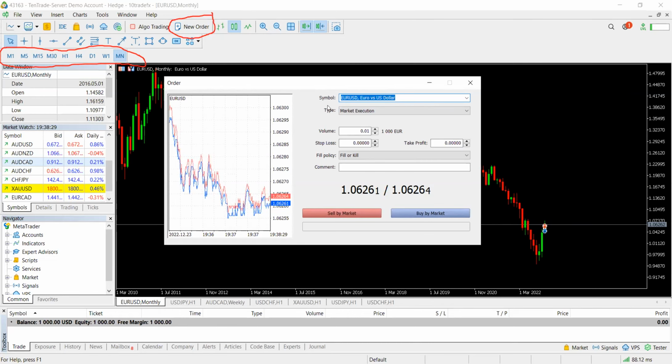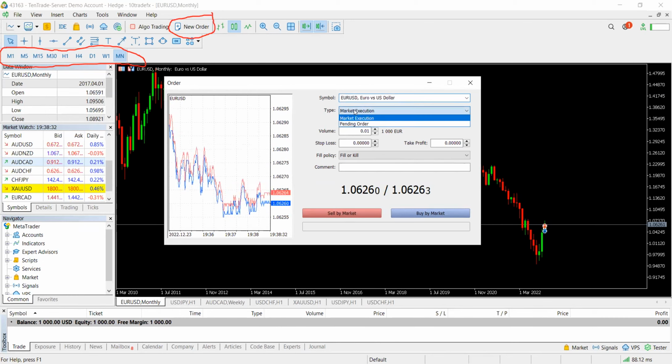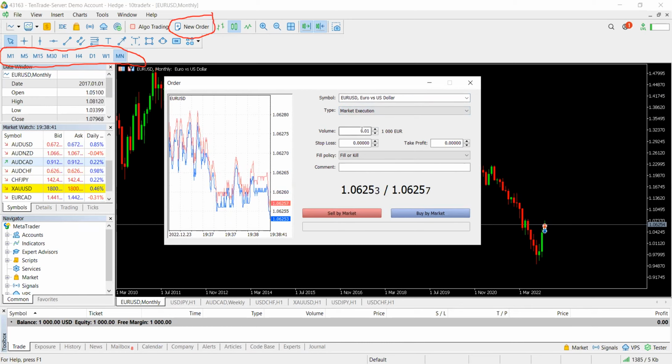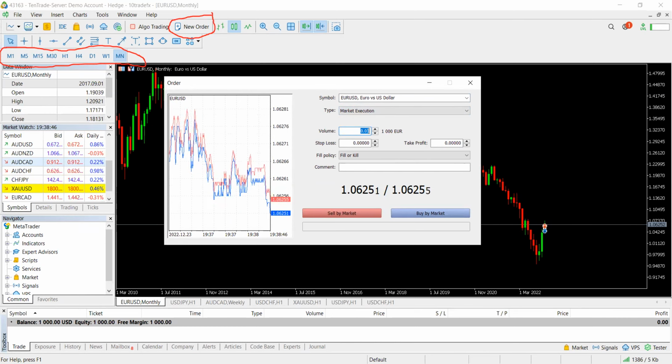And then under type, ensure that it is set to market execution, right? Because we want to enter the market instantly. Now, volume is talking about your lot size. So yesterday we talked about the different types of lot size. We have the nano lot, micro, mini, and standard lot. So based on your account size, you now put the lot size that you want to trade with. So let's just use the smallest lot size, which is the micro lot, 0.01.